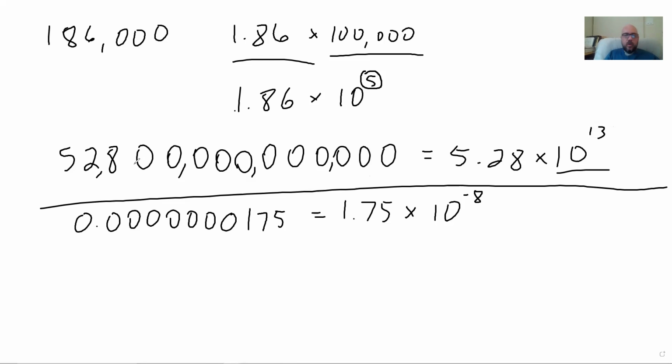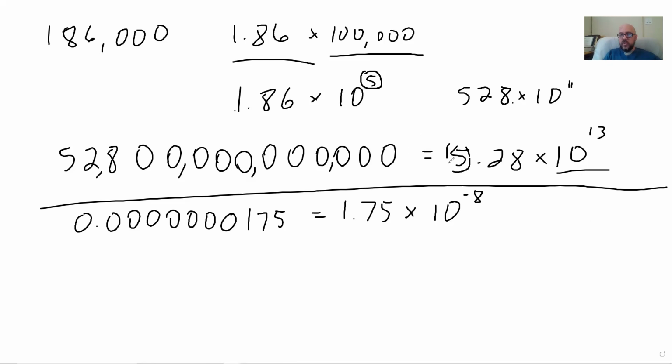You might say something like, well, okay, this 5.28 times 10 to the 13th, couldn't I write that as 528 times 10 to the 11th? And you absolutely could write this number like that, because it is equal, right? If I take this 528 here and I move this decimal 11 places to the right, well, that would give me this same number. However, scientific notation is always one digit here.